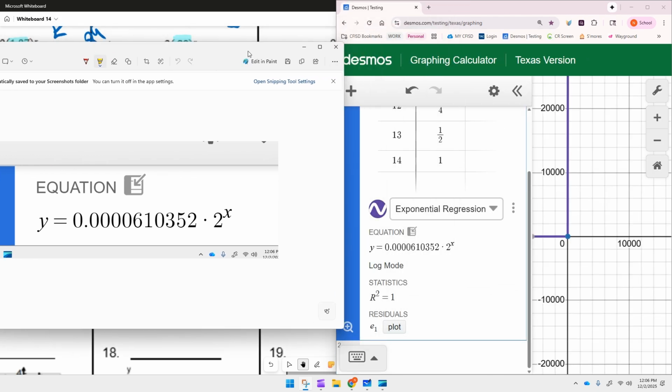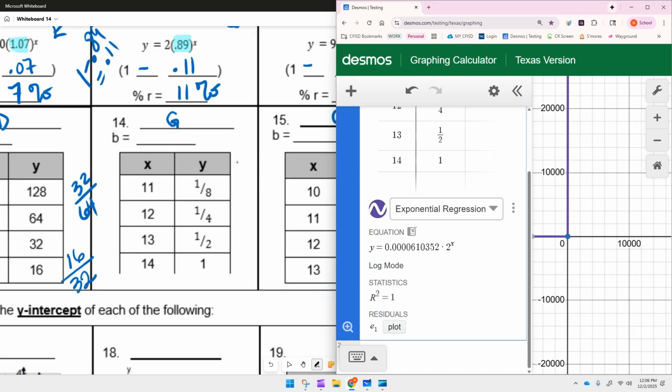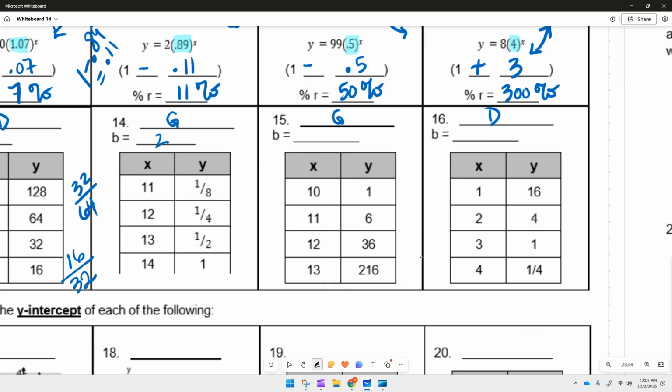We want the b value, right? So look, our b value is with the exponent. That b value is what? 2. So that means this value here is 2. Do y'all see how I did that?